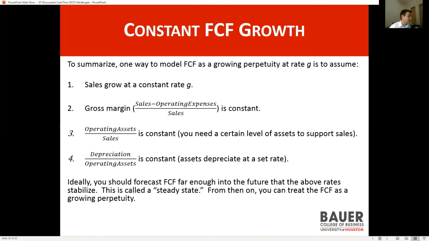How do people do this in practice? When you forecast your free cash flows out, say 5 years or 10 years, ideally, you want to forecast the cash flows far enough so that these rates, these rates 1 through 4, you want those to stabilize. Once these things stabilize, then you're in a steady state, and then you can figure out what this G is that your free cash flows are going to grow at a constant rate. Okay, so yeah, that's called the steady state. From then on, you can treat the free cash flows as if it's a growing perpetuity because you've reached the point where these 4 things have occurred.